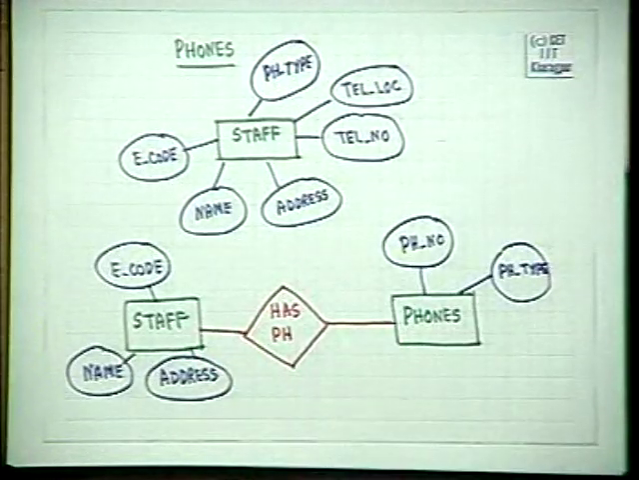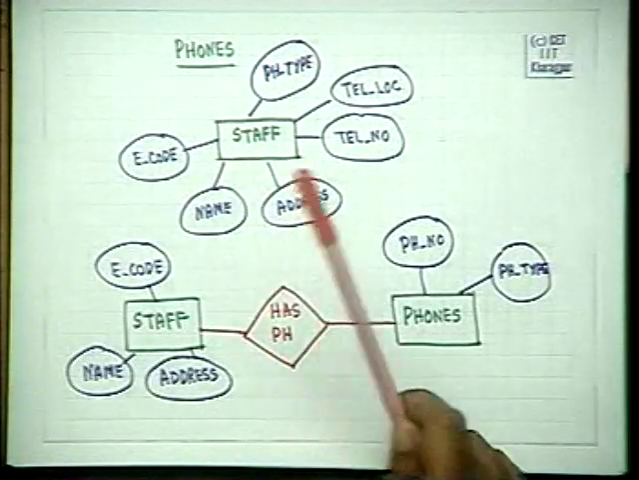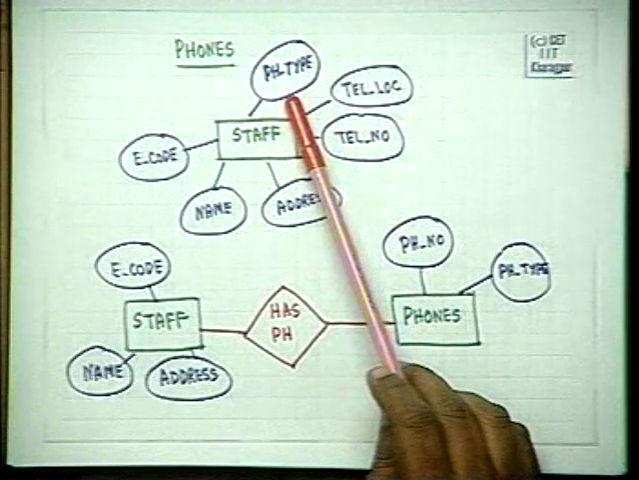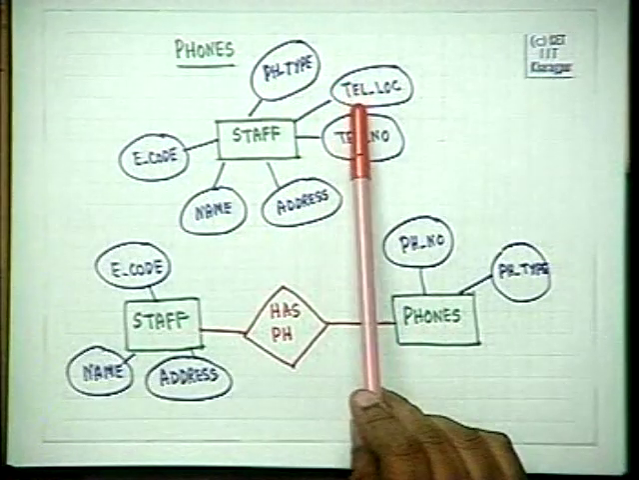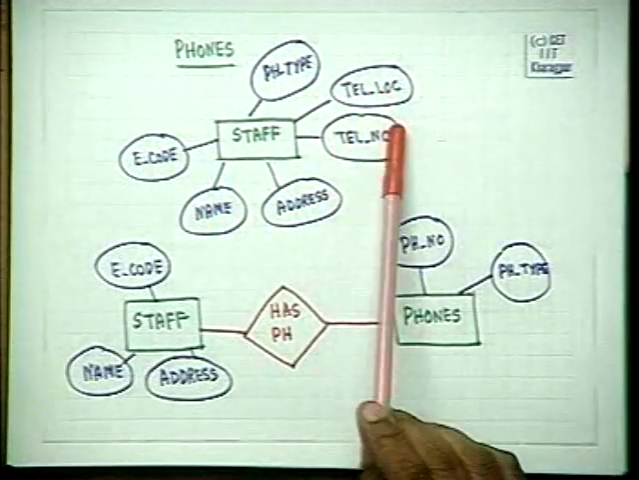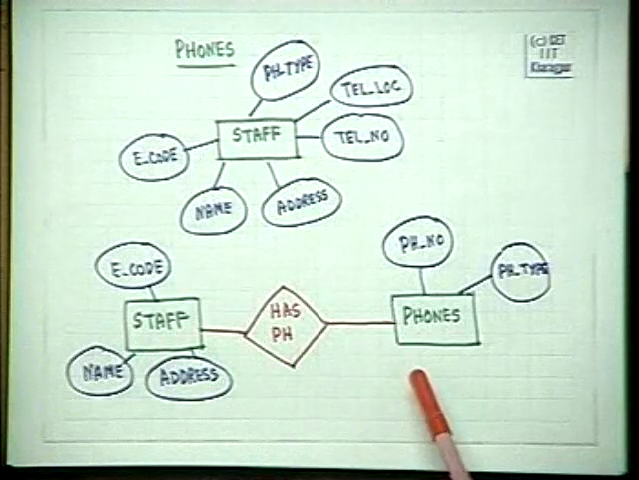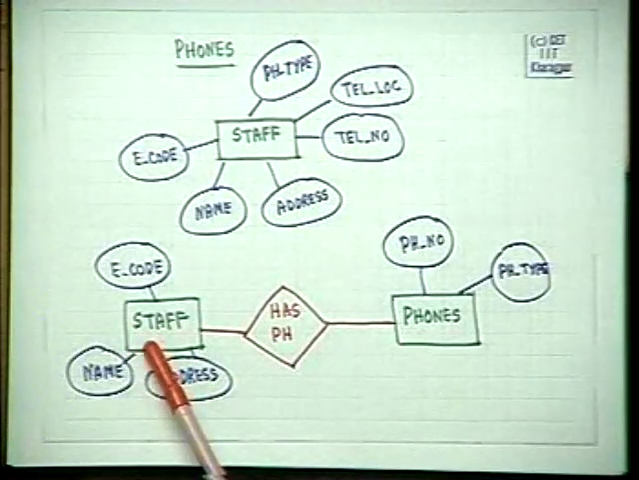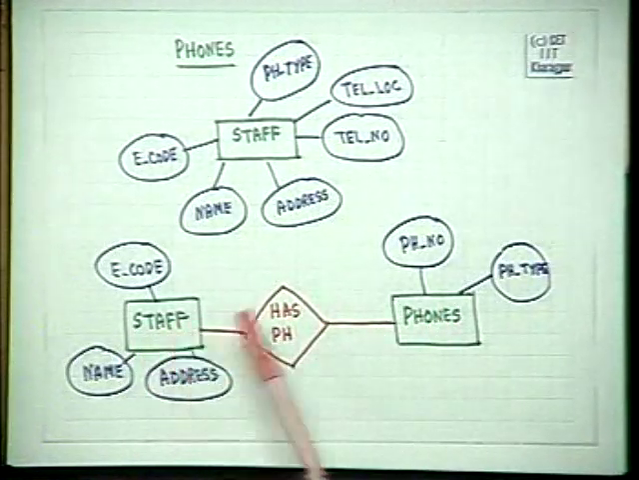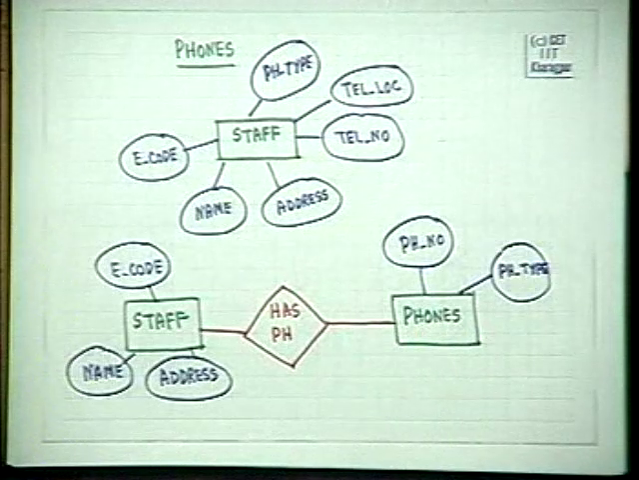The choice between these two will be decided by a particular fact. If every staff member has a phone, then this is okay. It is okay if every staff member has a phone and every phone has got an association with a staff member. Whereas this one says every staff member need not have a phone and every phone need not be allocated to a staff member. There may be a phone in the library.